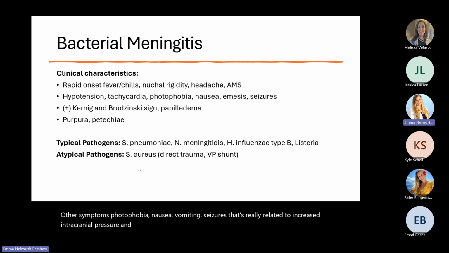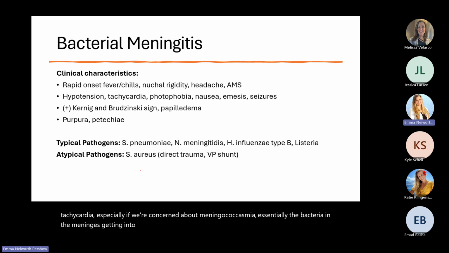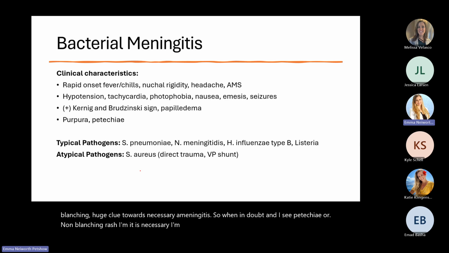Hemodynamic instability like hypotension or tachycardia, especially if we're concerned about meningococcemia, essentially the bacteria in the meninges getting into the blood. If you have purpura or petechiae, the non-blanching rash, that's a huge clue towards Neisseria meningitidis. So when in doubt, and I see petechiae or a non-blanching rash, it is Neisseria meningitidis until proven otherwise.